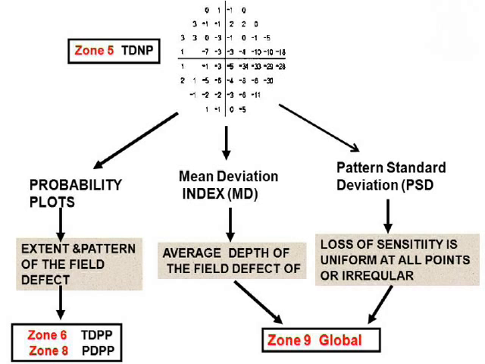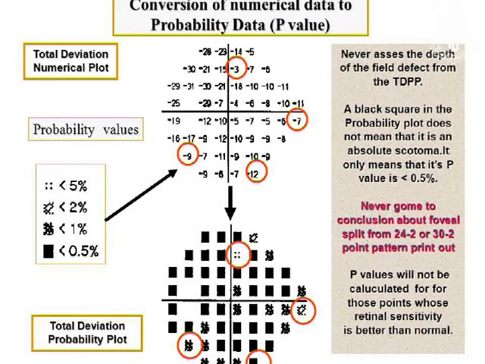Forget about what the p-value is and all. Usually if the loss is more than 1 or 2, this symbol is given, and for any deviation of more than 8 dB, a black square is given. So a black square in the probability plot indicates the loss of retinal sensitivity is more than 8 dB. A black square in the probability plot does not mean that it is an absolute scotoma. It only tells that the loss of retinal sensitivity is more than 10 dB.